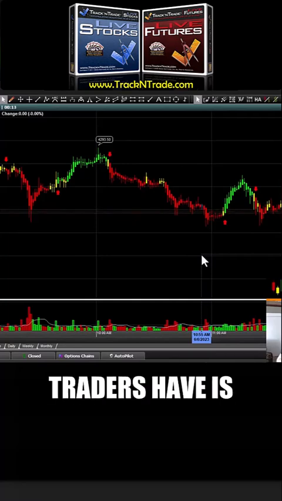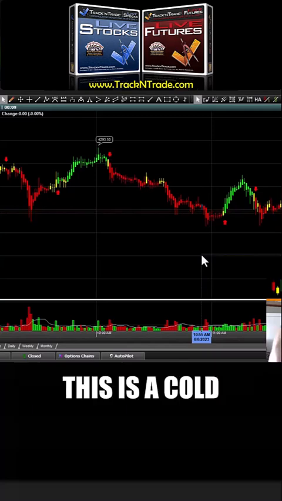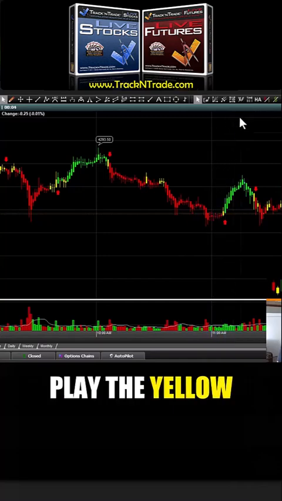The biggest problem traders have is knowing when to get into a market, when to get out of a market. This is a cold, hard, solid strategy. All right. We just play the yellow bars.